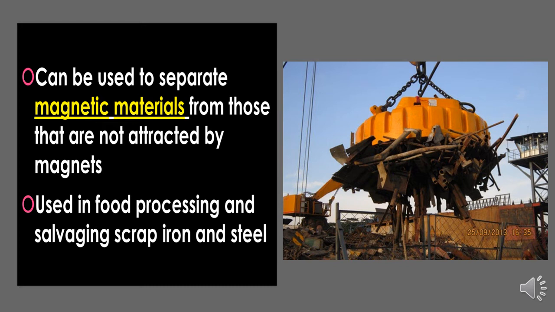So in the junkyard, normally they will use a big magnet like this to transfer or move the metals from the pile of garbage or trash. So this way, it is easier to do their work or to be able to separate the magnetic and non-magnetic materials.